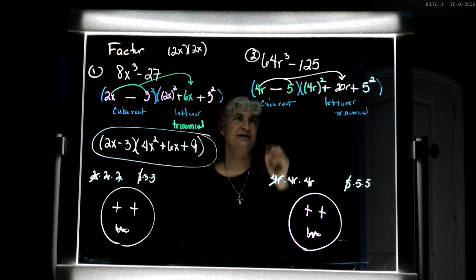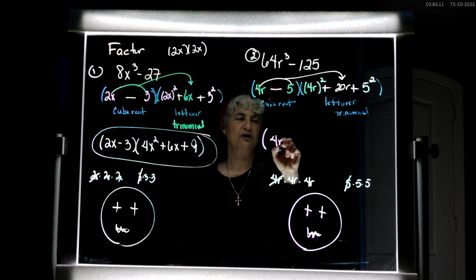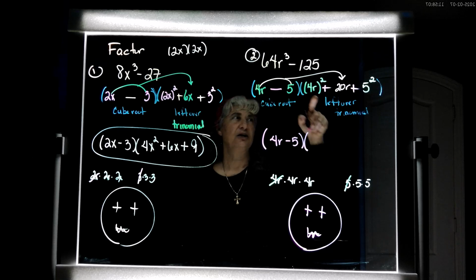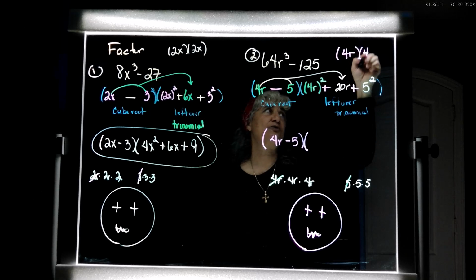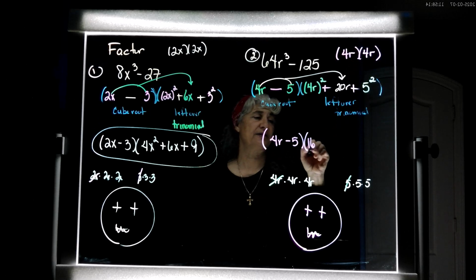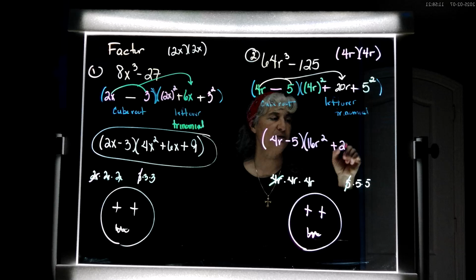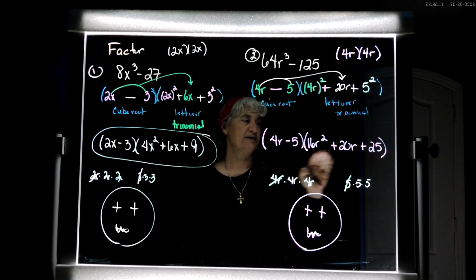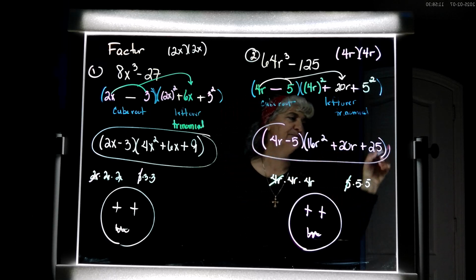Okay, let's clean this up. What's the cubed root parenthesis look like? 4r minus 5. What's the leftover look like? Well, I have 4r squared. And if you need to write that out twice, then write it out twice, because it's easier to see the 16r squared than to rack your brain about it. Plus 20r plus 25. Great. Does this trinomial factor? Nope, never will.